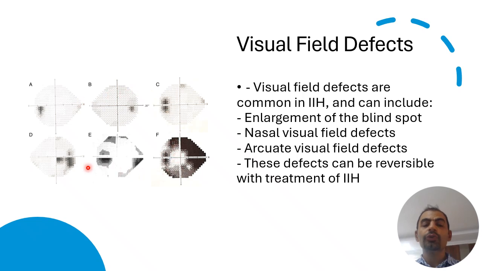By the way, this is called the automated perimetry. This is a machine that measures the visual field and gives a quantitative representation of the areas with defects. In addition, there is the nasal field defect, like this one, where we start to have a problem with the nasal field. Sometimes we have an arcuate visual field defect. This is more common with cases of neglected and long-standing papilledema passing to optic atrophy. These defects can be reversible early in the treatment of the IIH. However, they may become permanent if the patient passes to secondary optic atrophy.